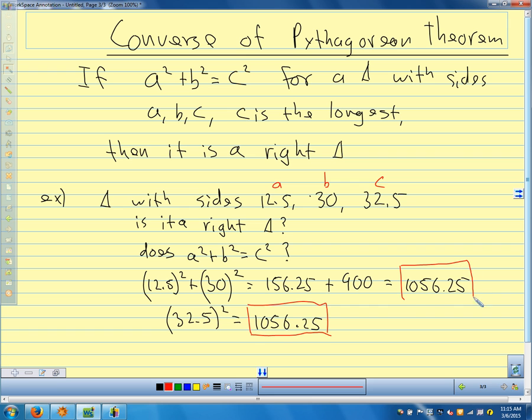So that says, yes, it is a right triangle. Since a squared plus b squared equals c squared works for those sides, it's a right triangle. If this was off at all, if this was 156.24 and this was 156.23, it'd be close to being a right triangle, but it wouldn't be exactly a right triangle. Questions on that example?